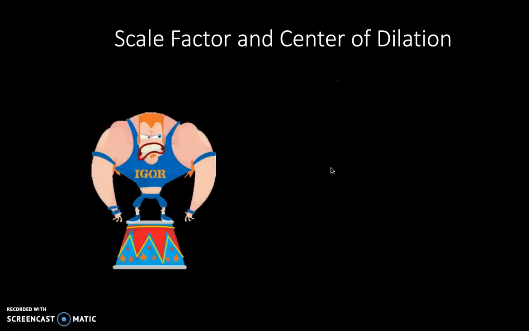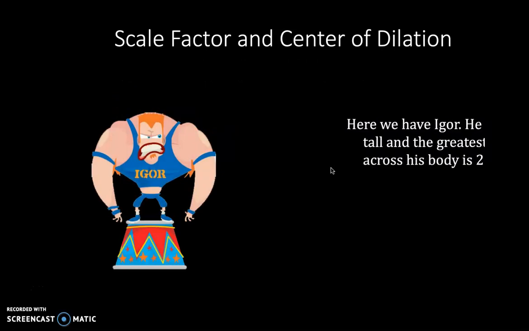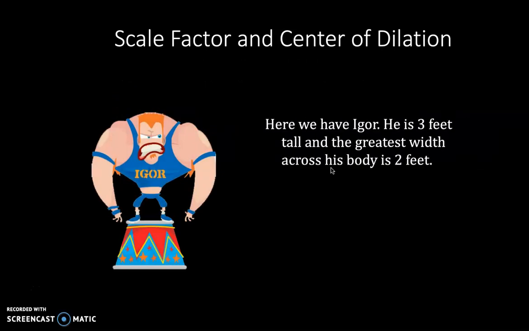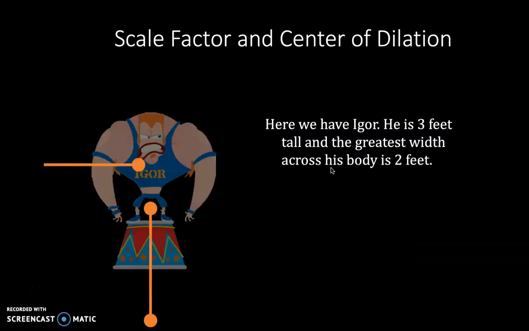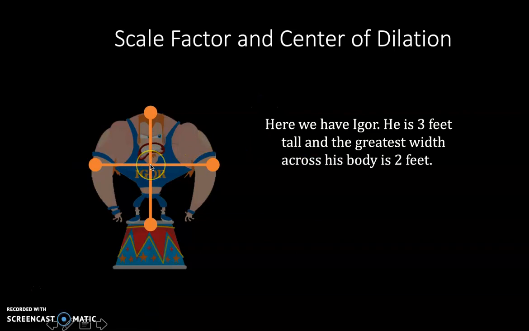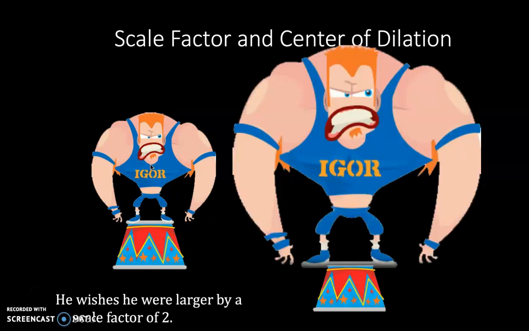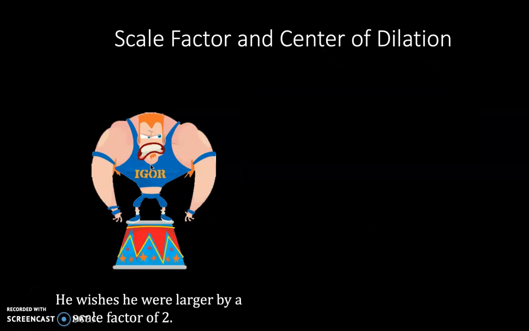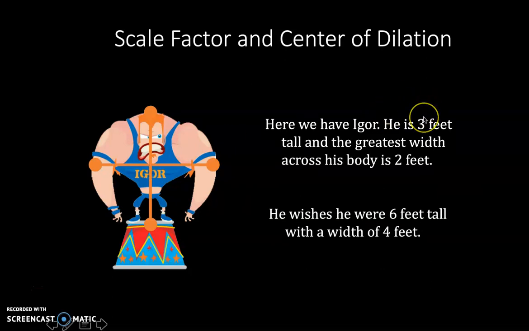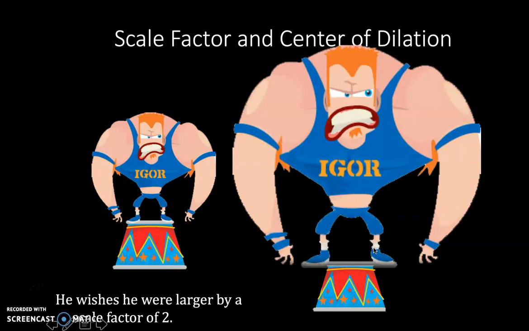So if we looked at this character, Igor, he's teeny tiny. He wants to get bigger. He's 3 feet tall and 2 feet wide. See the scale? And the center is right here. If we want to increase Igor, he wishes to be 6 feet tall and 4 feet wide. Then he wants to be 2 times the size. Because if we look here and we multiply 3 by 2, I'll get 6. 2 times 2 will give me 4. To get Igor's size to be double.